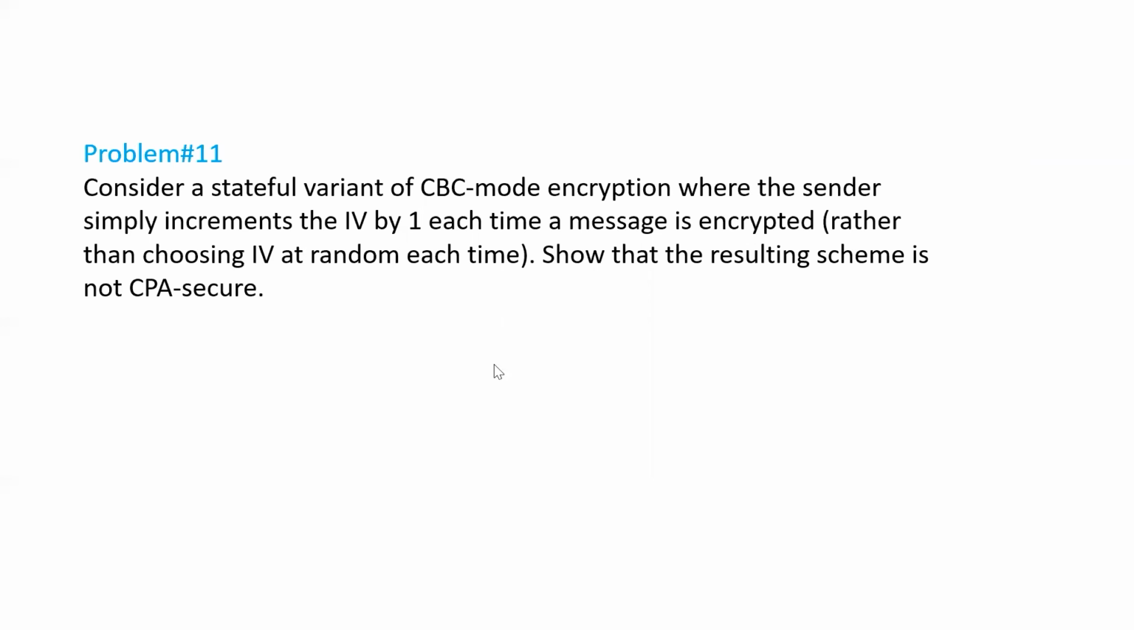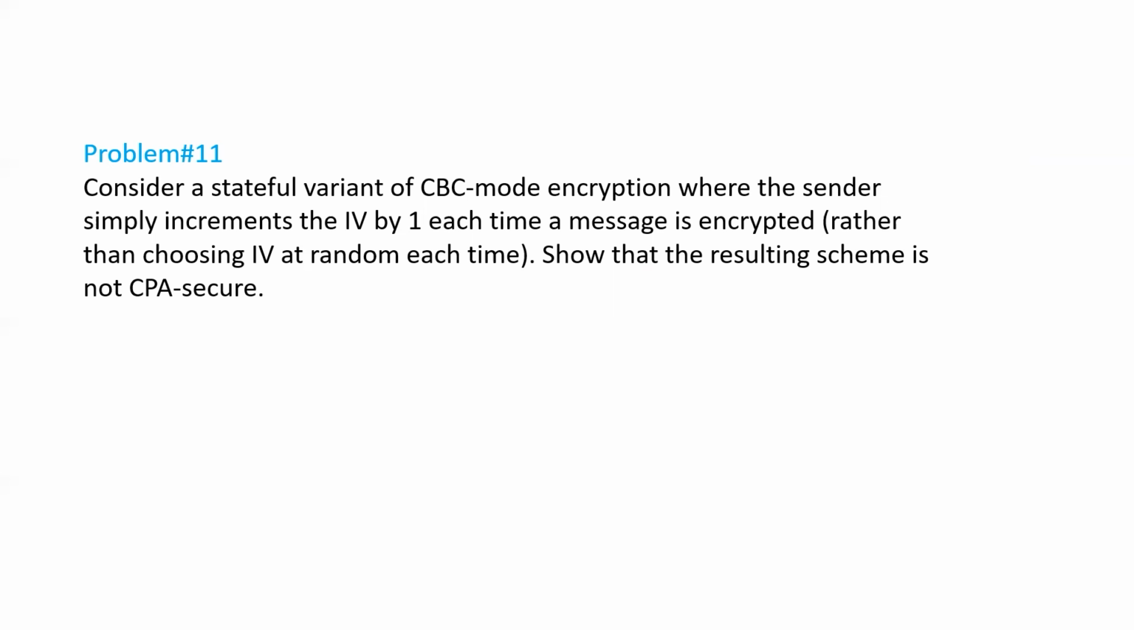Proceeding to the next problem. Consider a stateful variant of CBC mode encryption where the sender simply increments the initialization vector by 1 each time a message is encrypted, rather than choosing the IV at random each time. You have already seen that in the case of stateful CBC mode, where in every session, instead of choosing a random IV, you use the previous ciphertext output as the IV of the next session, it is not CPA secure. And the reason we have also already seen.